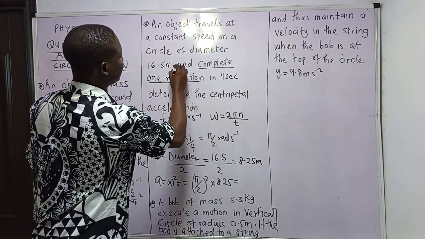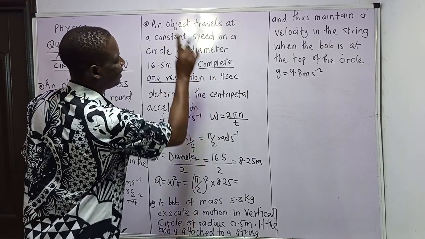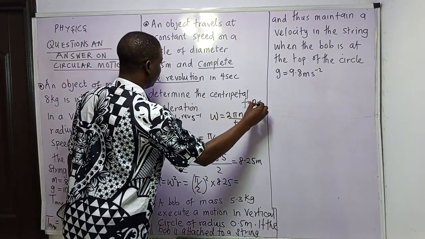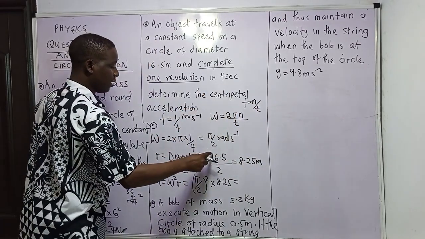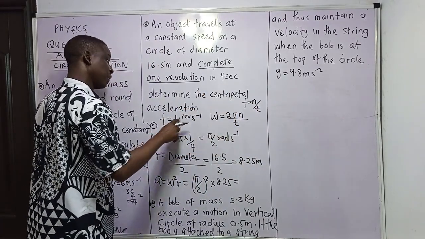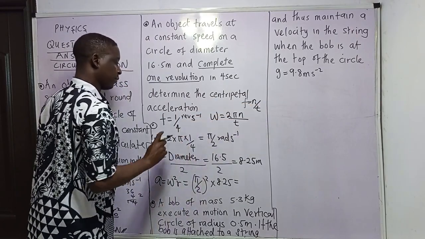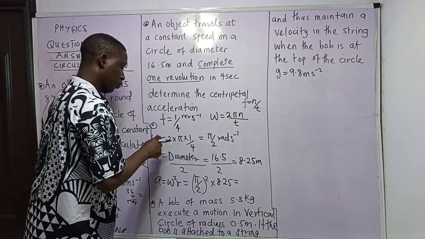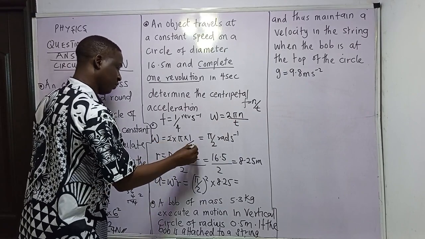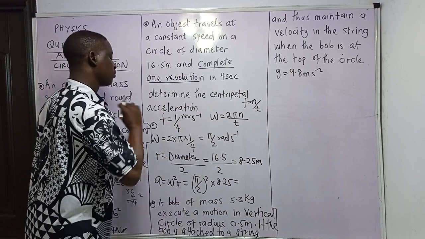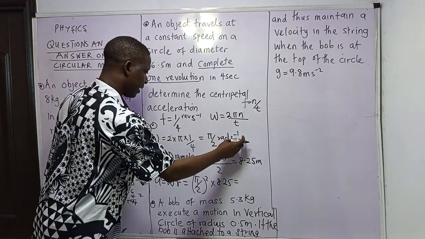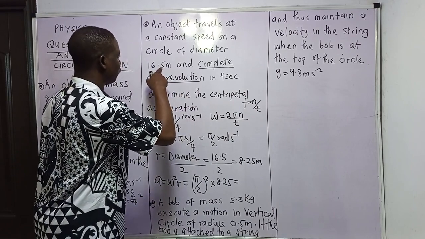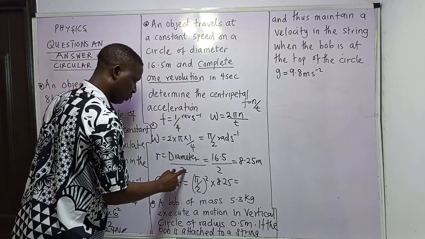Don't forget that they say it completes one revolution in 4 seconds. And don't forget frequency is equal to n over t, in 4 seconds. That's why we will use this particular formula to solve. 1 over 4 times, then angular velocity is 2 pi n over t. So this one cancels, this one remains 2. So that's how we get this. After getting your angular velocity, when you divide the diameter by 2, you have the radius of the circle. That's what we have done here.